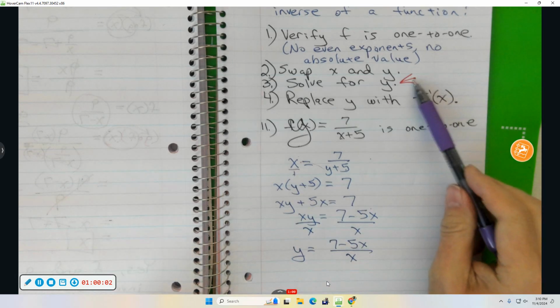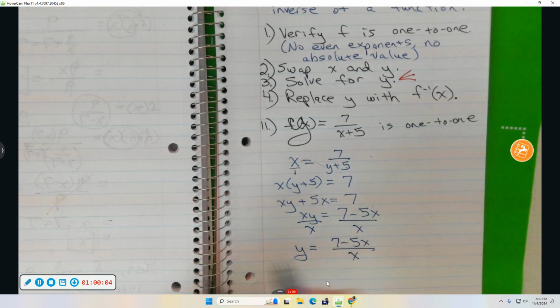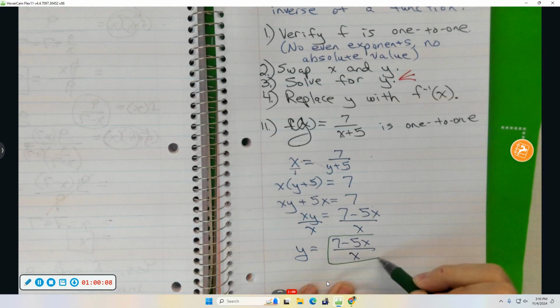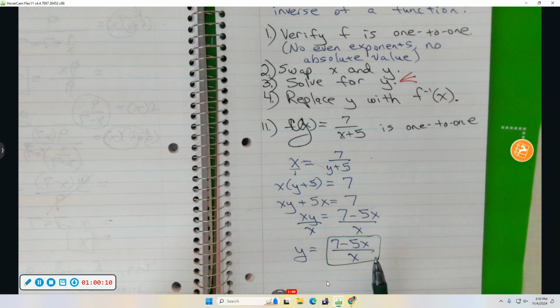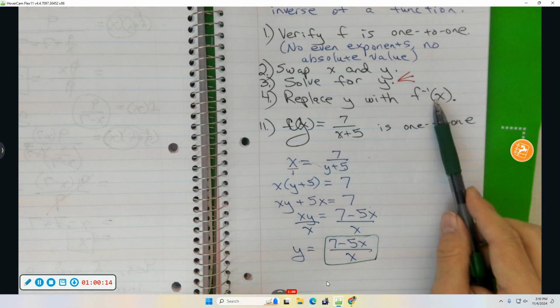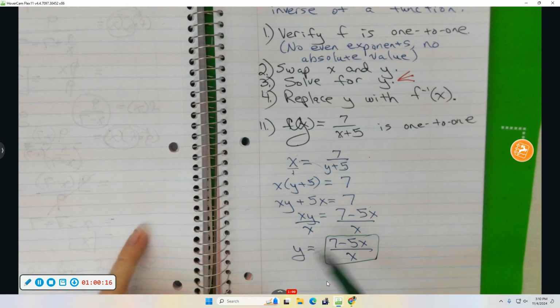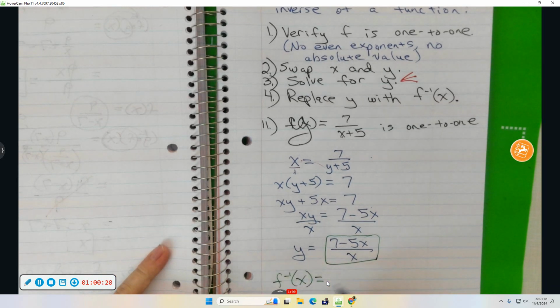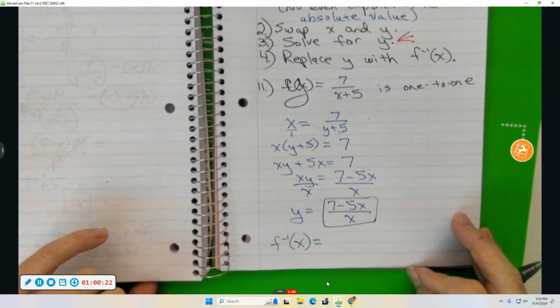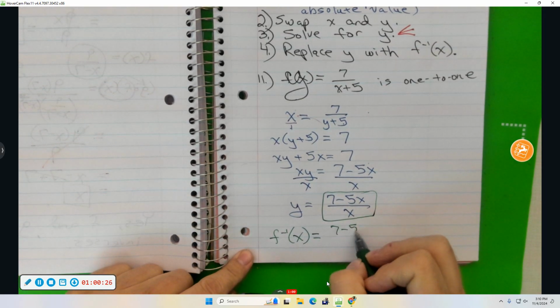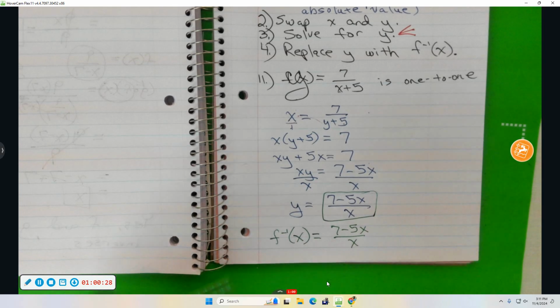And as I said, that's really the thing on the other side. That's your answer. There it is. That's the inverse. That's what they want you to type in. Now this fourth step, replace y with f inverse of x. But as I said, when you're doing the homework, as soon as you get y by itself, the stuff on the other side is what you're going to type in.